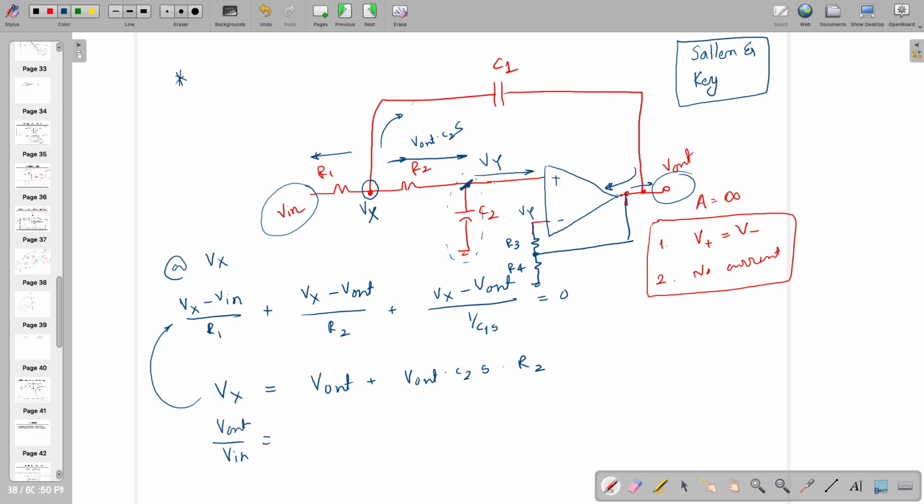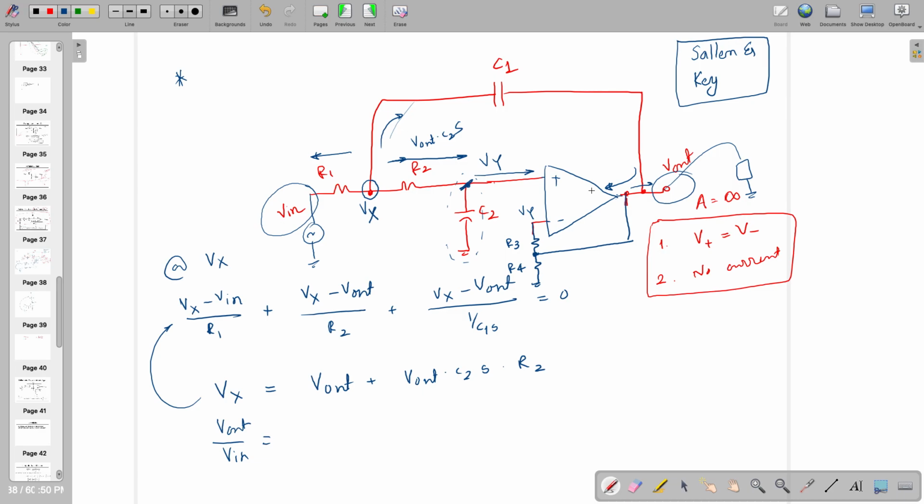Look, there are so many branches, and they are the ones asking for current. You are connecting here some V in with respect to ground; it will ask for some current. You are connecting here some load. So all of them will ask for current, but the op amp will not ask for any current in the ideal condition.